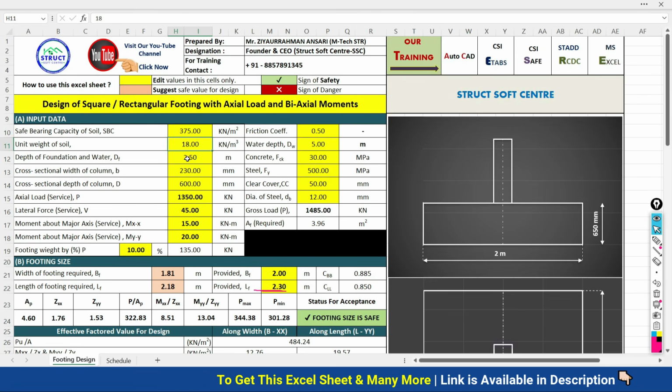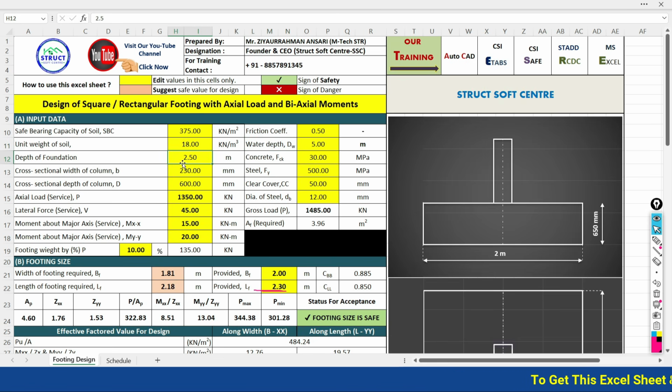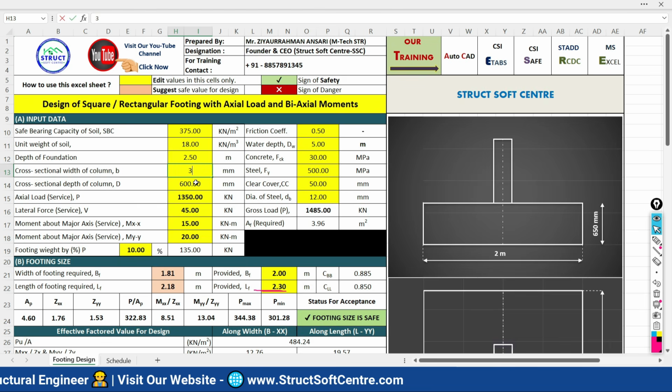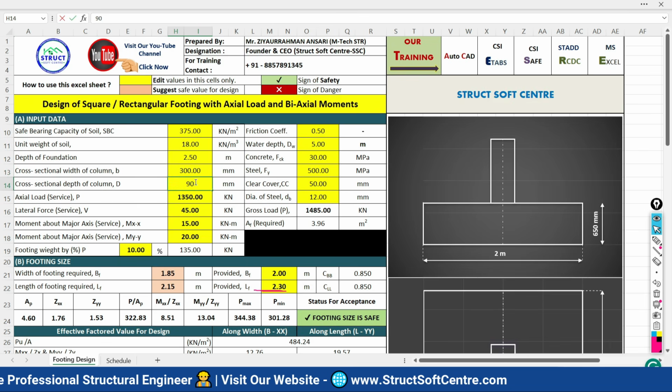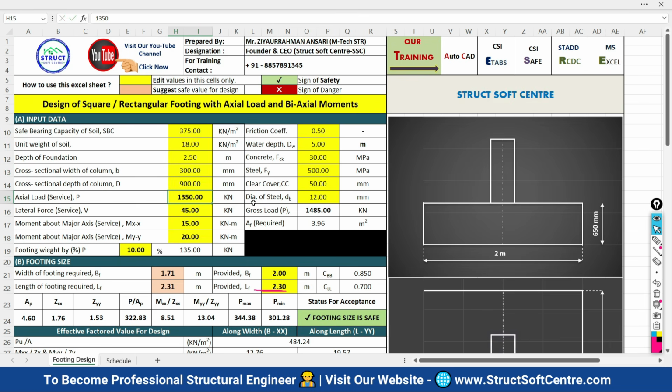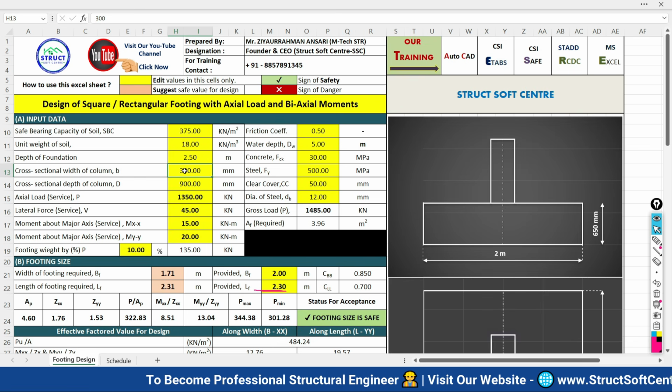Next, it is asking the depth of the foundation and water. The depth of the foundation from your ground level is 2.5 meter, and the depth of the water from the ground level is 5 meter. What is the size of your column? 230 by 600. If any other size of the column is there, you can define that here. Suppose 300 by 900 is the size of your column, then you can define that. Here my size of the column is 230 by 600.